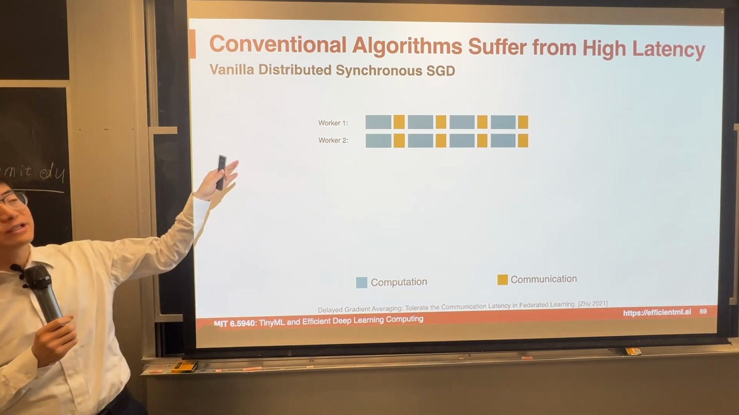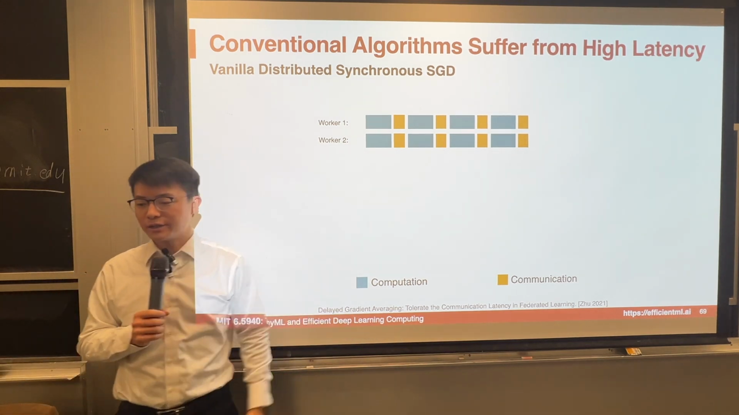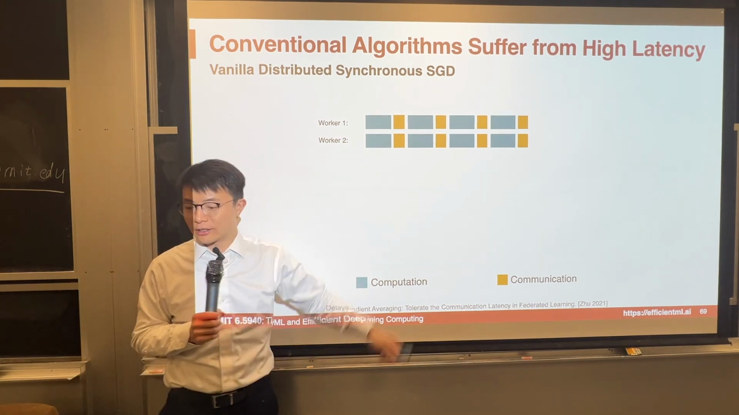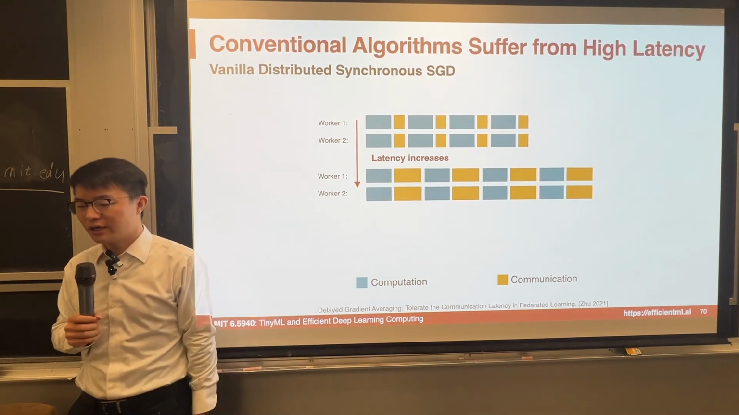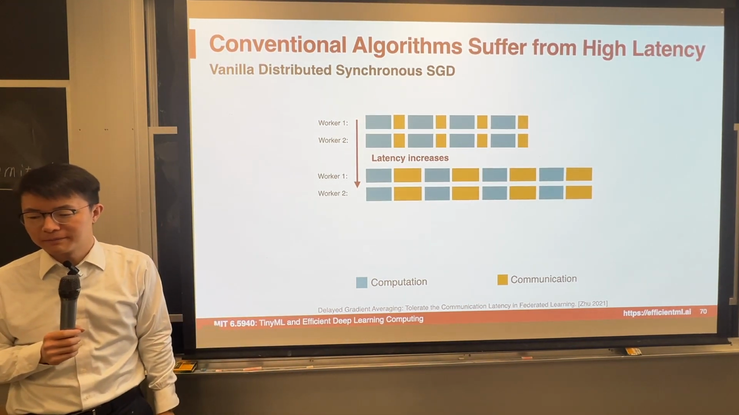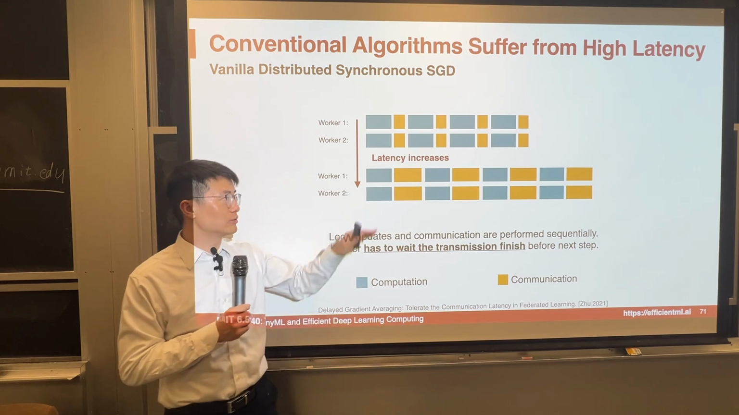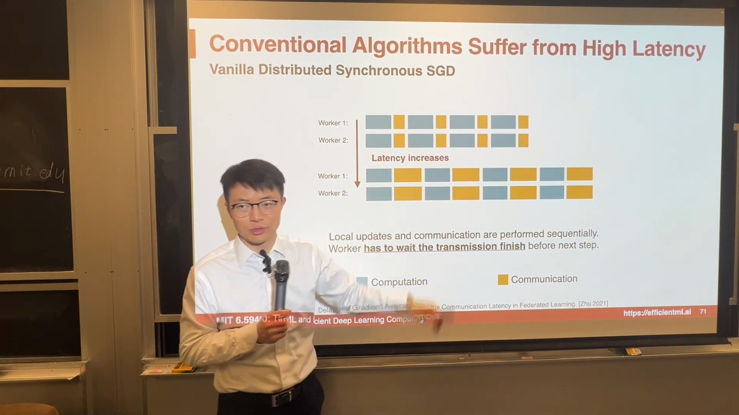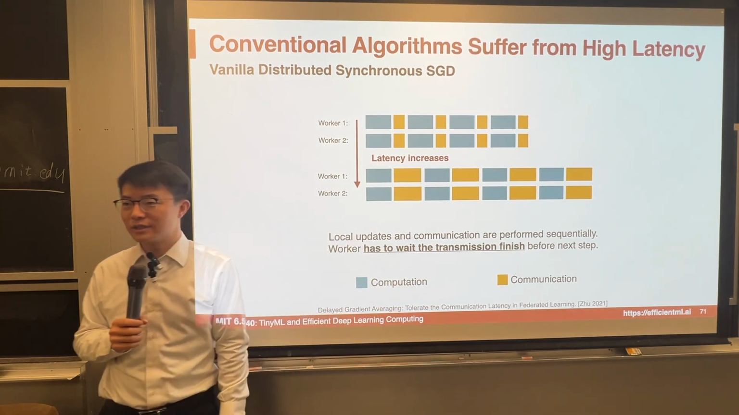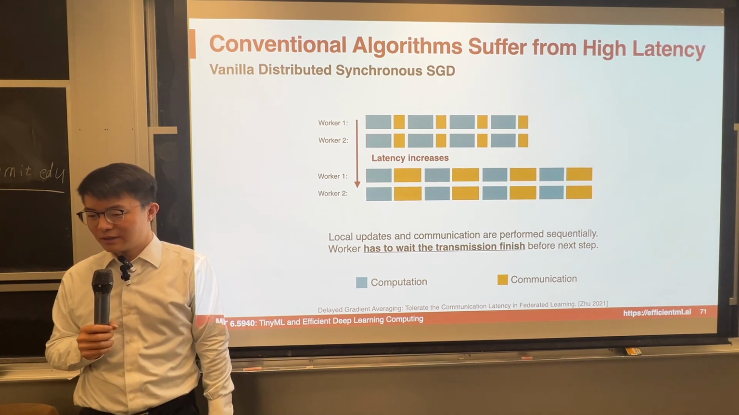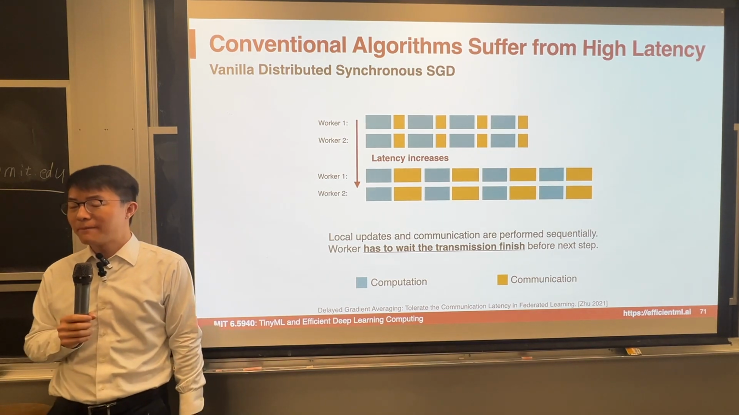So this is vanilla distributed synchronous SGD. The green part is the computation, the yellow part is the communication. As we increase the latency, you have a longer yellow part. So the local update and the communication are performed sequentially. You have to do the compute, communicate, and then compute. You cannot start the second iteration of compute until the first iteration's communication has finished. So the worker has to wait for the transmission to finish before it starts the next step.